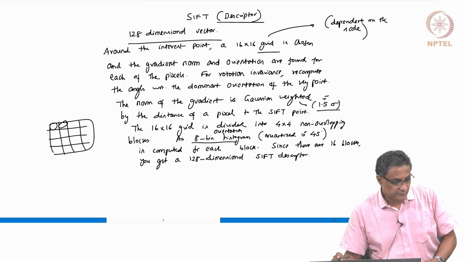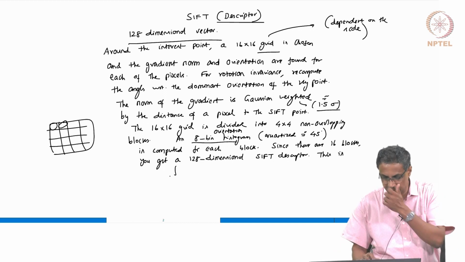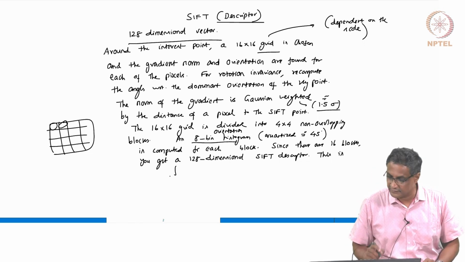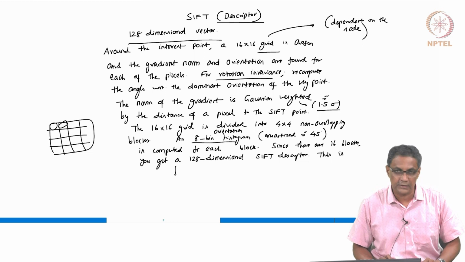You get a 128 dimensional descriptor, which is then further normalized to unit length. Prior to normalization, clearly, you know that there is a rotational invariance because you recompute the angles with respect to the dominant orientation.